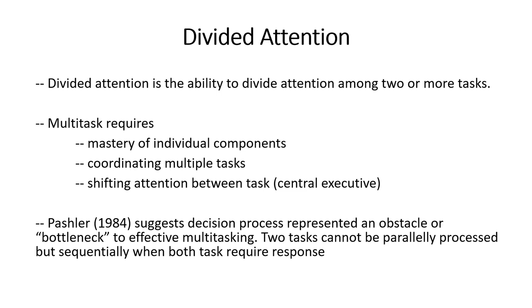If two tasks are equally difficult or very difficult, you cannot coordinate between them. For example, driving and talking. Now, if you are not an expert in driving, then you cannot talk. But if you are an expert in driving, then you can talk. So, you can coordinate between the tasks. And shifting attention between these tasks is the central executive. If both the tasks are easy, you can keep on shifting attention between the two tasks. If both the tasks are difficult, you cannot shift attention because each of them will compete for attention.